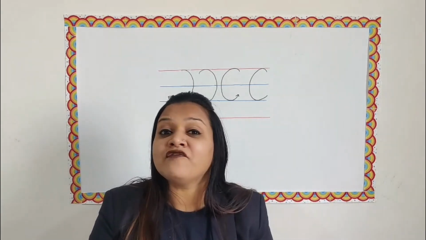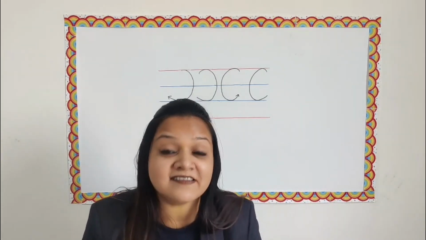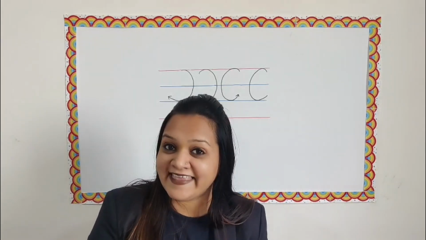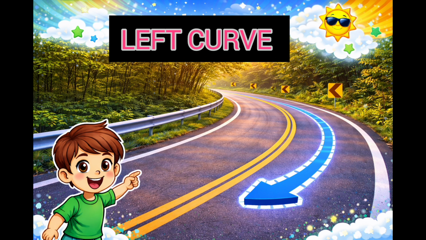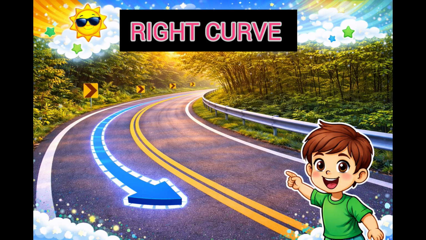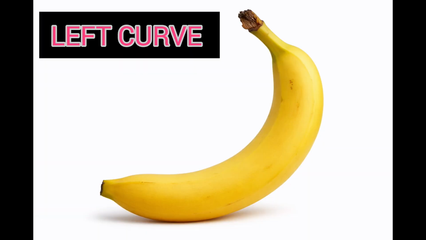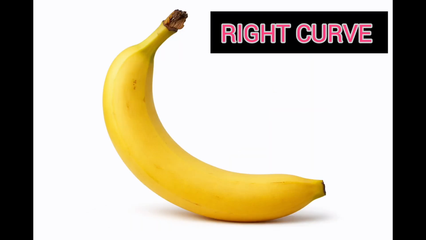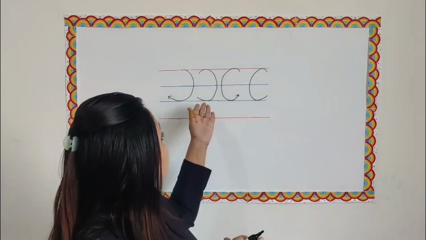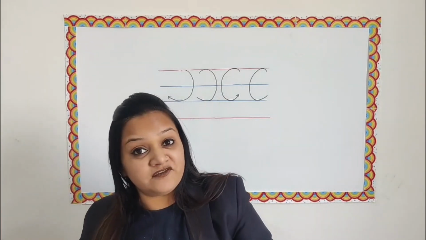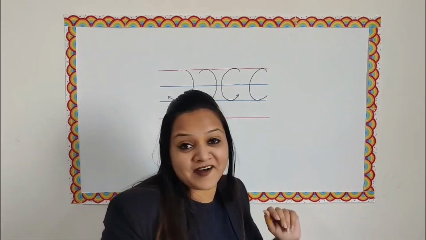And now we are going to see some examples of curve lines. Yes, you all are ready? So let's see. A left curve road and a right curve road. And now a left curve banana and a right curve banana going towards the right side. Very good, children. So today you have studied about the curve lines. Left curve and the right curve.